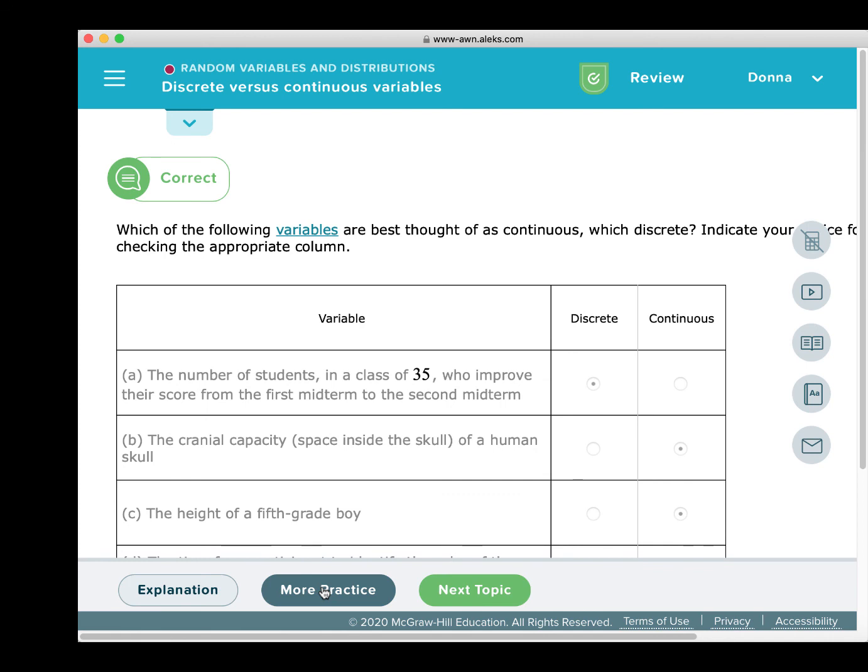So I hope this movie on discrete versus continuous variables was helpful for you.